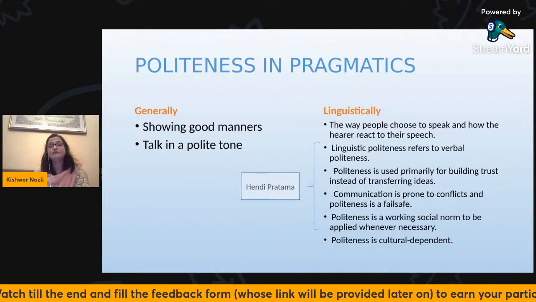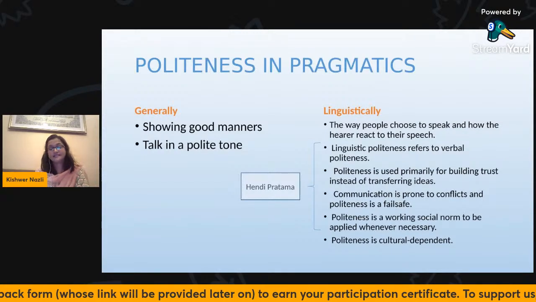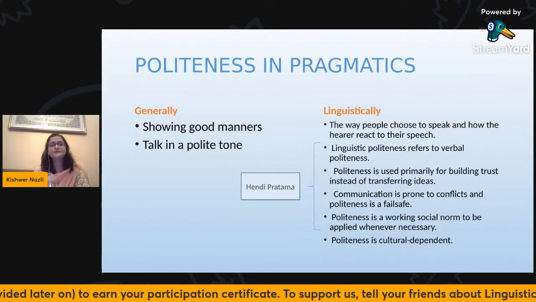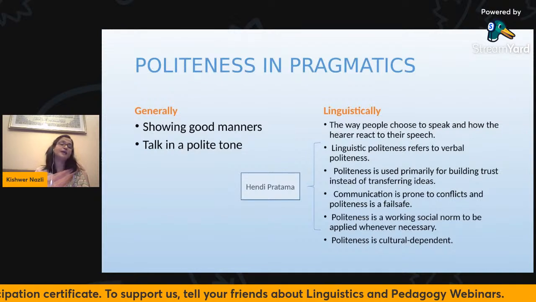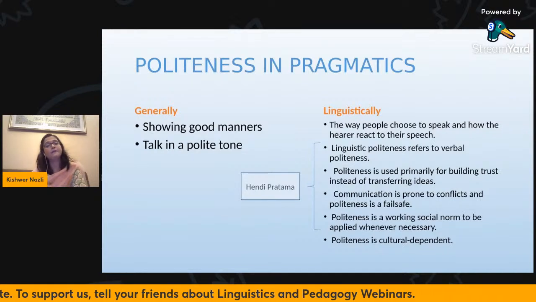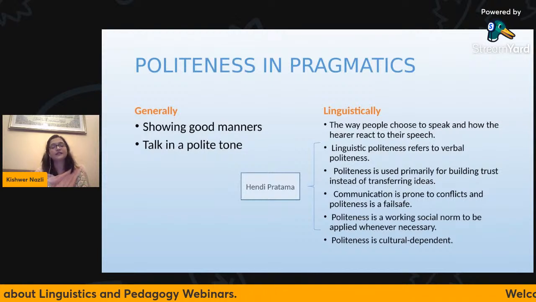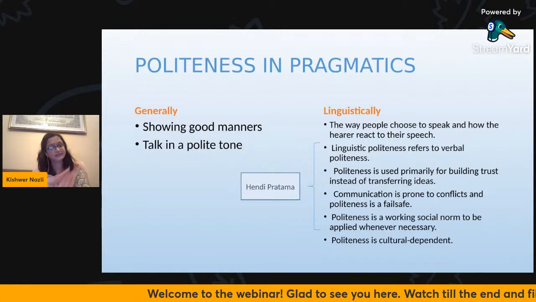So if he is selfish, it means he wants his priority to be served first, his needs to be served first, his ideas to be accepted. So we cannot say that there cannot be any conflict. Conflict must be there. But how to address conflict? So as the tool of addressing conflict the right way, politeness is needed as a fail-safe. Politeness is a working social norm to be applied whenever necessary.